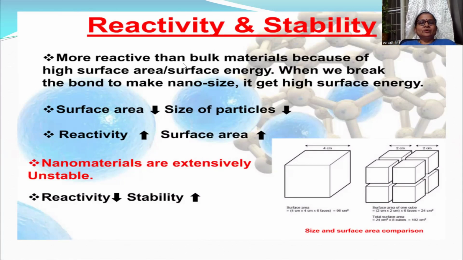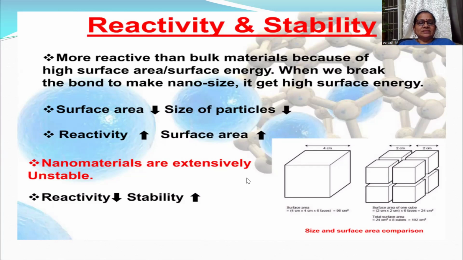When we break the bonds to make nano size, in the bulk size they are atomically bonded together, but when they become tiny, each gets its equivalent energy. So the breaking of bonds makes them more suitable to react with another kind of material. They get high surface energy. As the size of the particle reduces, the surface area reduces, and reactivity increases. In contrast, reactivity increases as surface area increases.